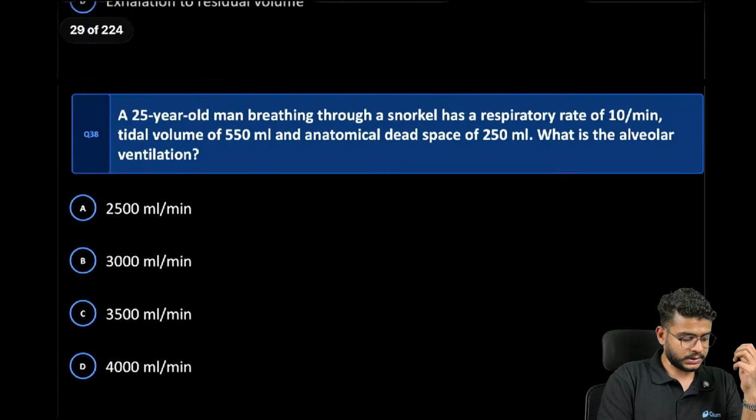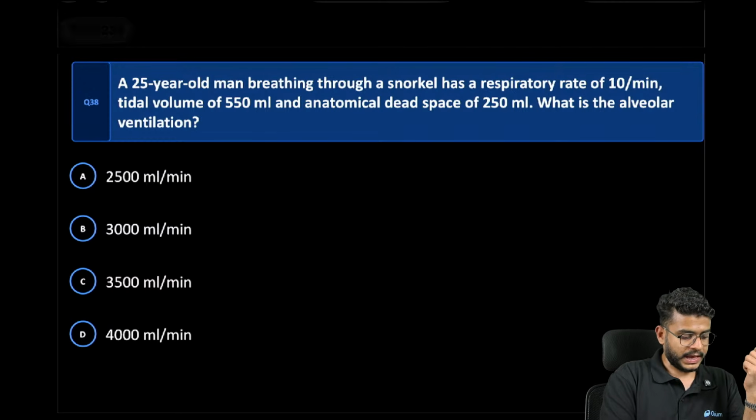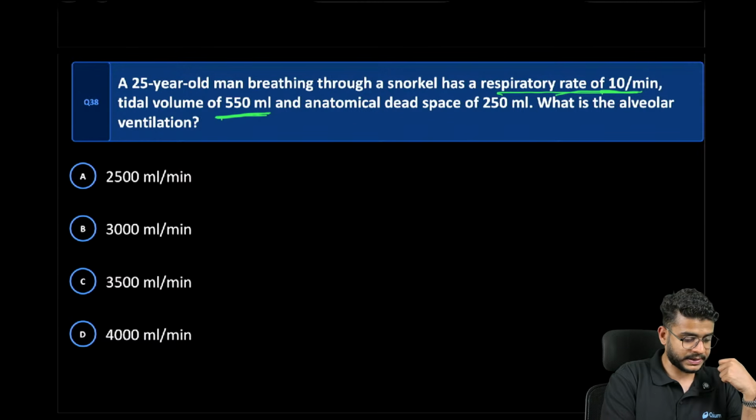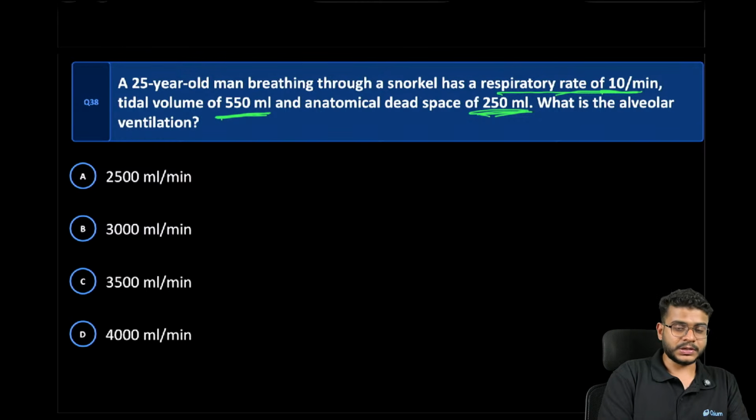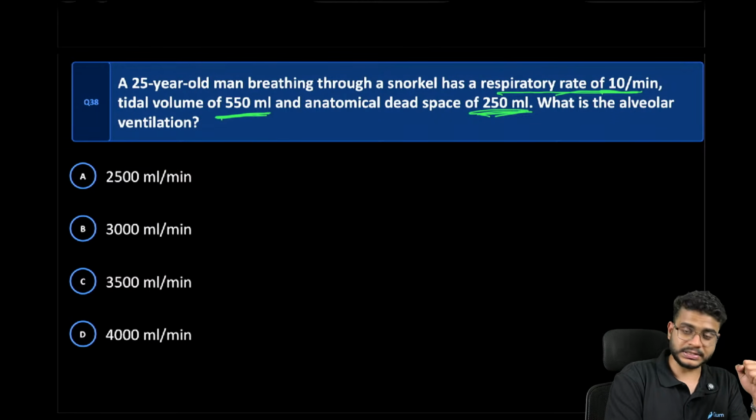Okay, let's go to the next question. A 25-year-old man breathing through a snorkel has a respiratory rate of 10 per minute, tidal volume of 550 ml, and anatomical dead space 250 ml. What is the alveolar ventilation? So we should know two equations in this portion.